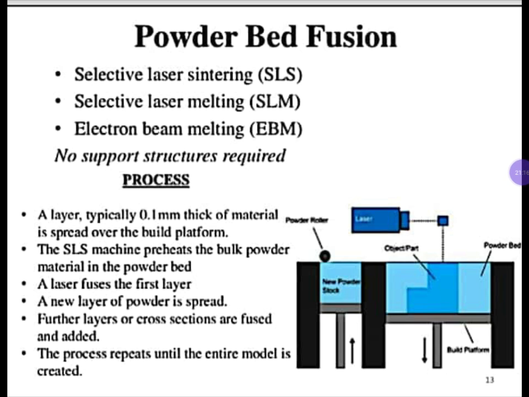The next process is the powder bed fusion process, or it might be called the powder bed sintering process. Here in this powder bed sintering process, we are going to use a number of metals, or alloys, or plastic powders in order to manufacture the 3D products.